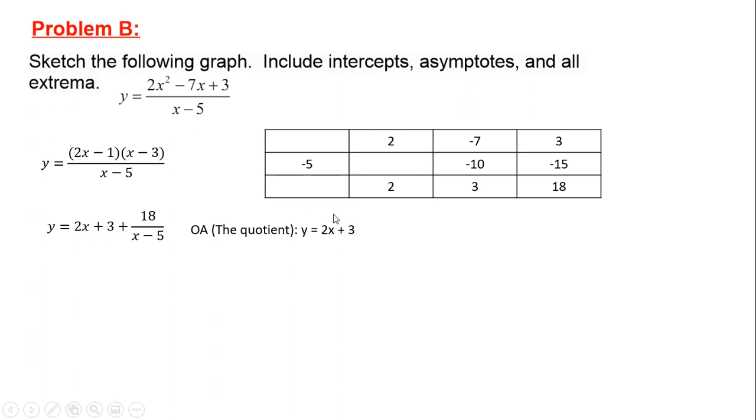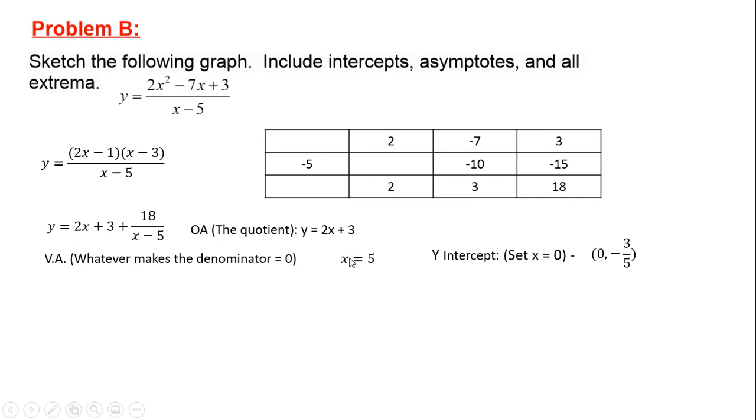Okay, what about if we had to get a vertical asymptote? It's whatever makes the denominator 0. So in this case, it's just simply x equals 5 because the denominator here is x minus 5. So x equals 5 would make that equal to 0. We already got the oblique asymptote. We already have the vertical asymptote. Let's get the y-intercept. Set x to 0. Setting x to 0 up here in the original function gives me minus 3 over 5 as my y-intercept.